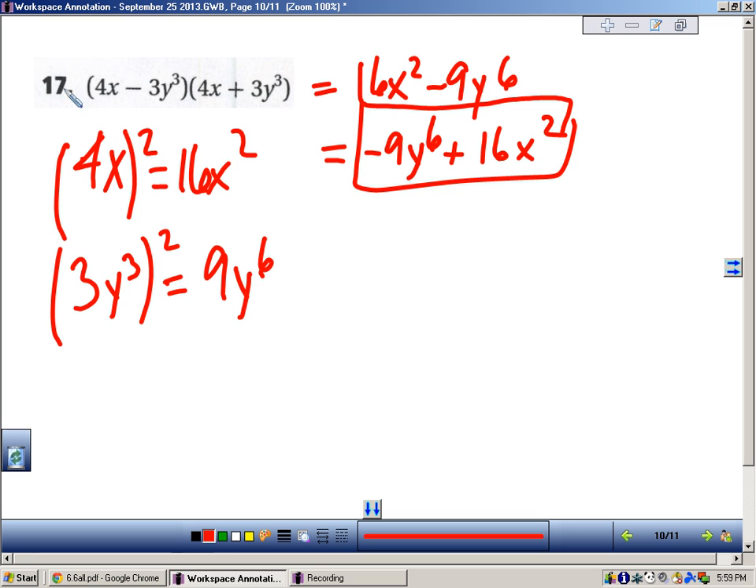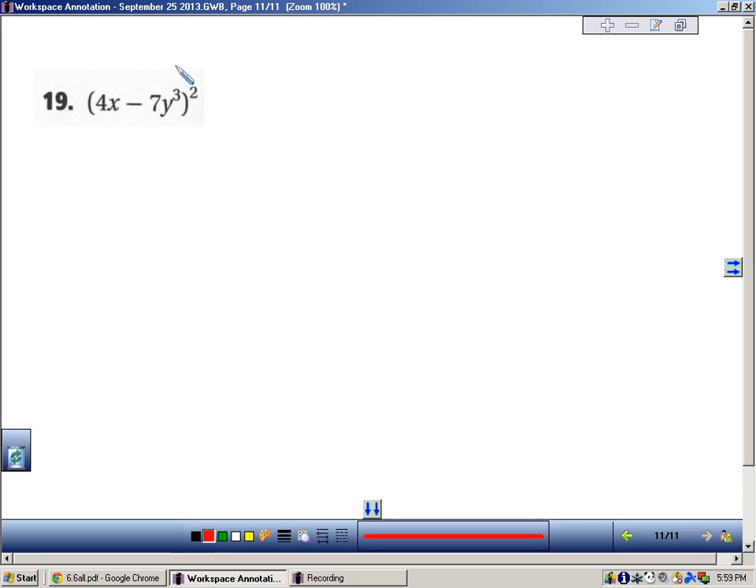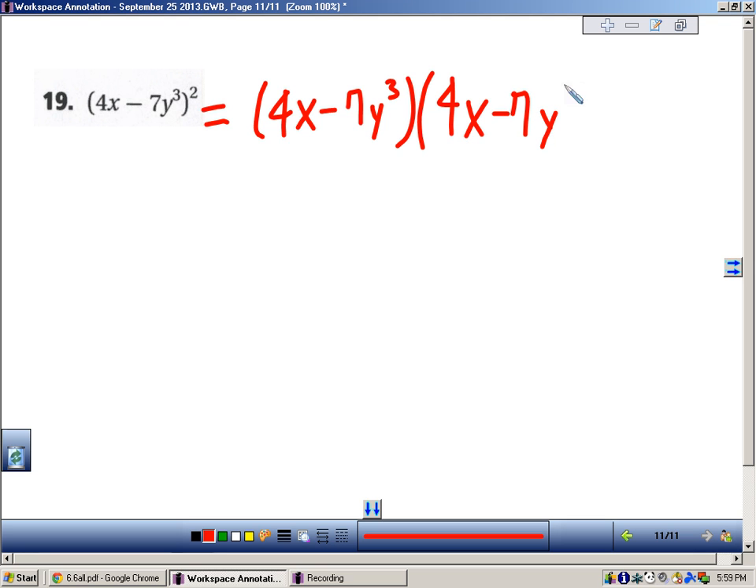So multiplying this using the distributive property, you'd see that that's 16x squared. This would be positive 12x y to the third. This would be negative 12x y to the third. Cancel each other. And here we get negative 9y to the 6th. Okay? Last question. Same type of situation. I think I'm going to work it out the long way, though. Show every single step.